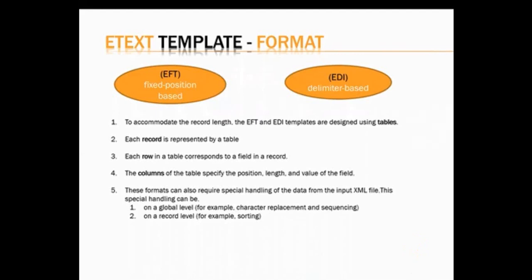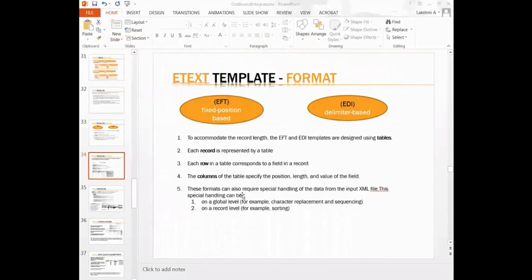Typically in eText templates, we design using tables. In BI Publisher, in a Word document, we create the data in the form of tables, and each record is represented by a table. Each record means whenever you generate a file, that file will have records, right? What is a file? In the data model, when we create a data model through BI Publisher, for example, let me open.